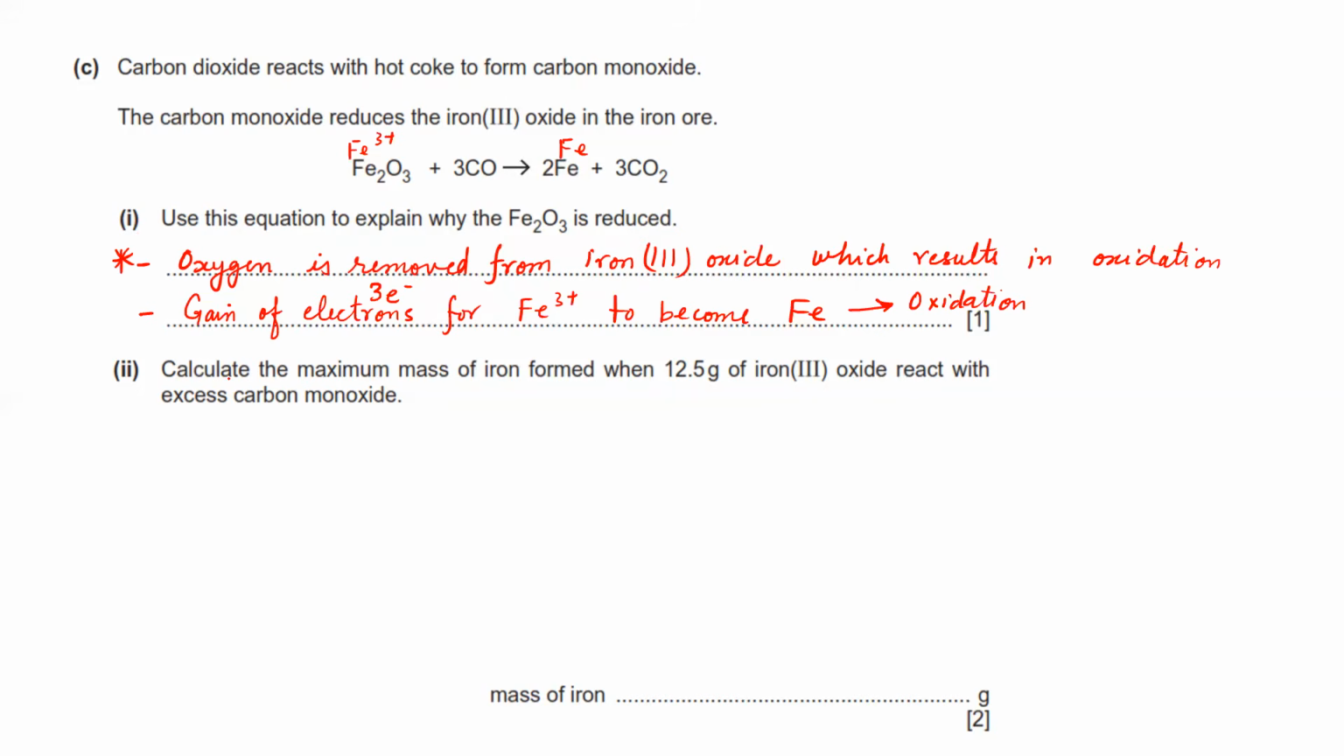Then part C, part 2, it says calculate the maximum mass of iron when 1.25 grams of iron 3 oxide reacts with excess carbon monoxide.